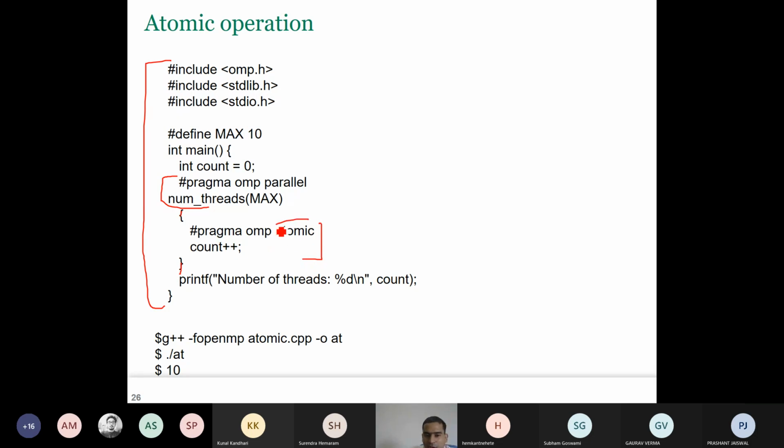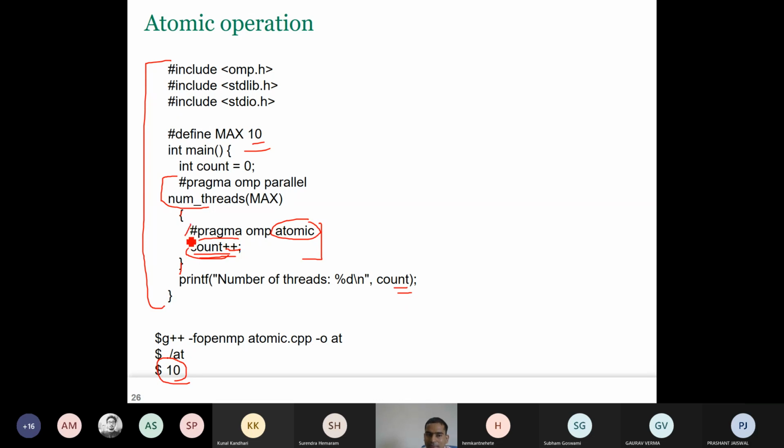Here, I wanted to show you the use of atomic. What we do in atomic is that we are counting how many distinct threads there are. So we want this piece of code to be executed by only one thread at a time. That means only one thread will enter this code at a time. When one thread has exited, then the next thread will come, then the next, and so on. So when we run this, because we have 10 threads, obviously we'll get the total number of threads as 10.